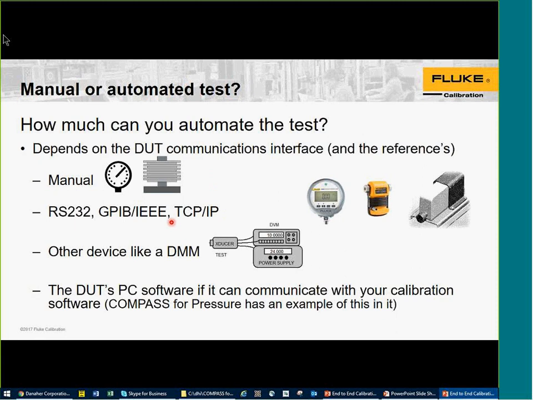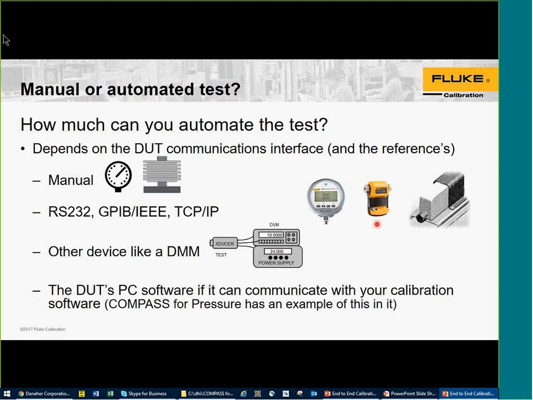Some examples: sometimes you can't read the DUT directly, like a transmitter or a transducer that outputs milliamps or volts. So you read the voltage of that through a DMM, and then perhaps the DMM has a communications link that you can connect to a computer and read it automatically. In that case, that can be very powerful.